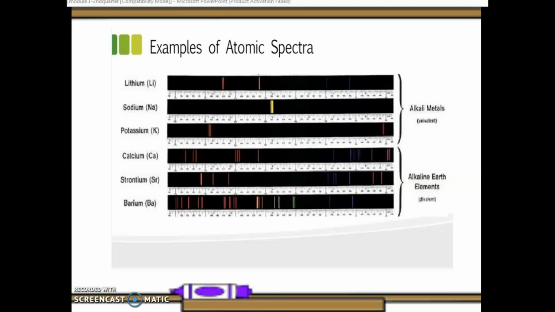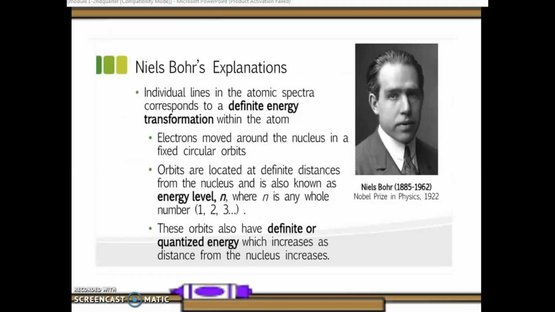How did Niels Bohr explain the spectral lines of an element shown in the spectroscope? Each line in the atomic spectra of elements suggests definite energy transformations within the atom. Bohr stated that electrons are moving around the nucleus in circular paths or orbits at definite distances from the nucleus. In summary, here's the Niels Bohr explanation of atomic spectra. The individual lines in the atomic spectra correspond to a definite energy transformation within the atom.